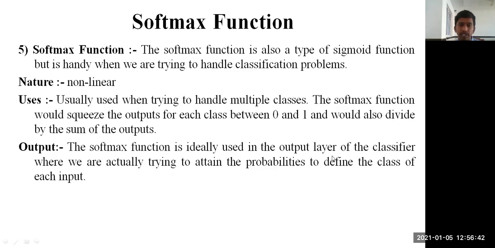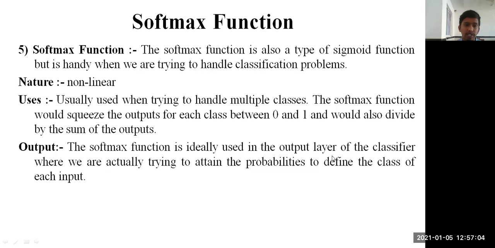The last activation function is the softmax function, which is also a very important activation function. The softmax function is also a type of sigmoid function, but it is handy when we are trying to handle classification problems. It is usually used whenever we are trying to handle multiple classes.